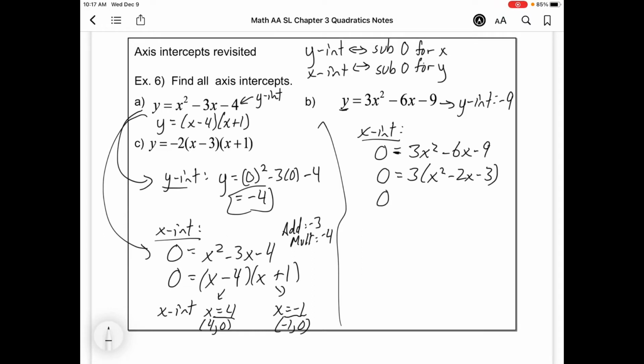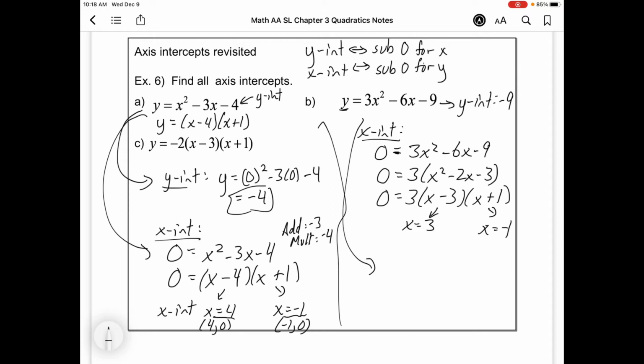Now that we've got it in that form, it's pretty easy to factor. You're looking for numbers that multiply to -3 and add to -2. Those two numbers are -3 and +1. And that means that the x-intercepts are going to be at 3 and at -1. You could graph on your GDC to double check.